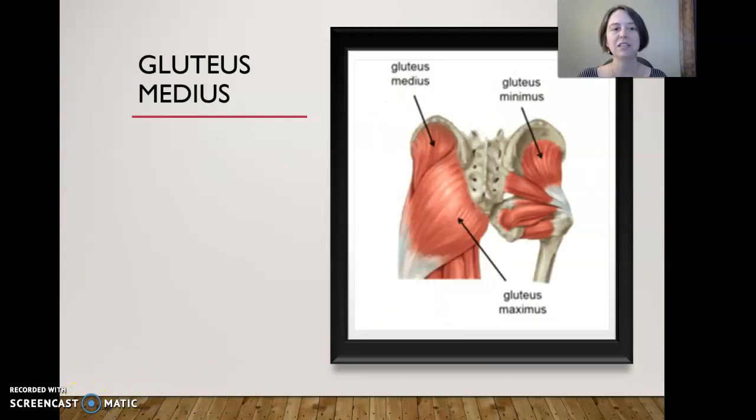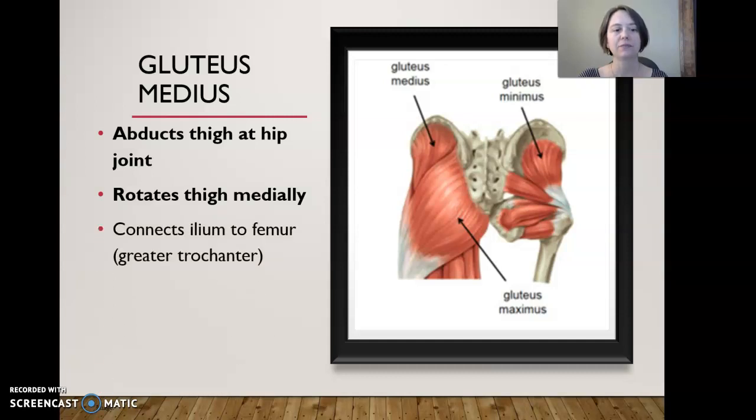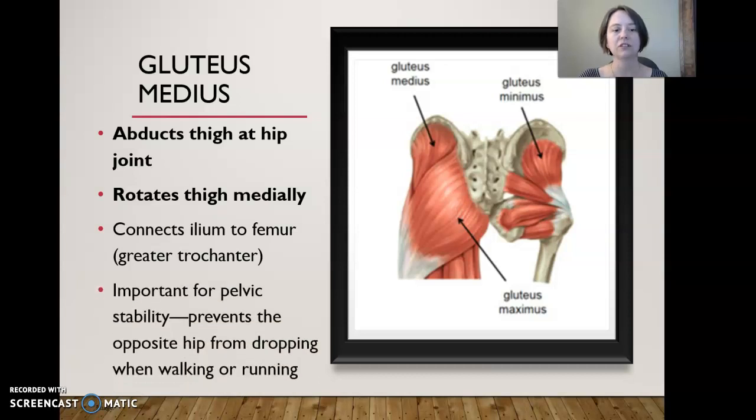All right, deep to that is the gluteus medius. The gluteus medius abducts, AB, the thigh at the hip joint, rotates the thigh medially, connects the ilium to the femur, technically at the greater trochanter, and is important for pelvic stability. It prevents the opposite hip from dropping when walking or running.